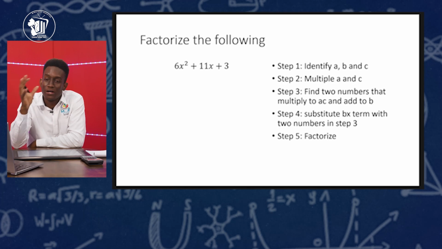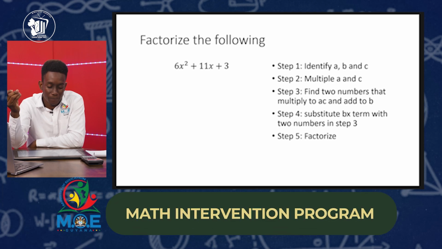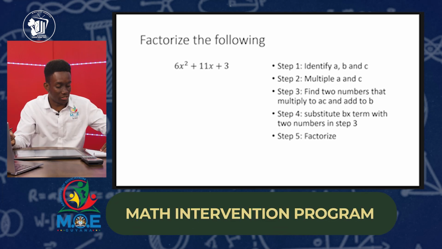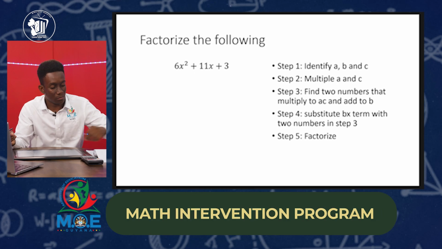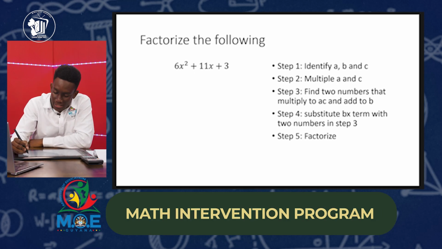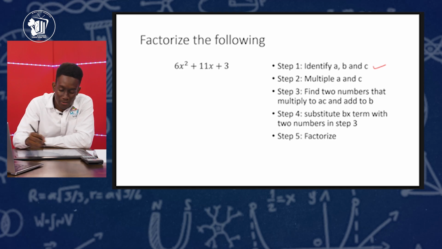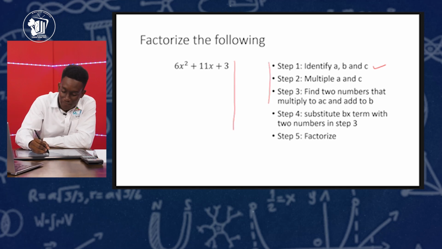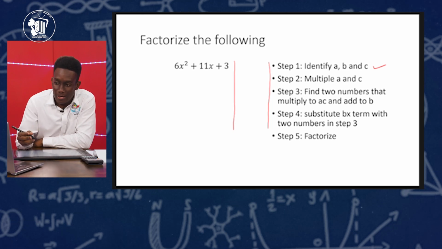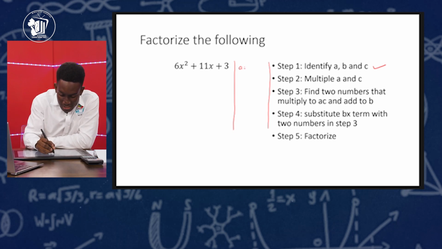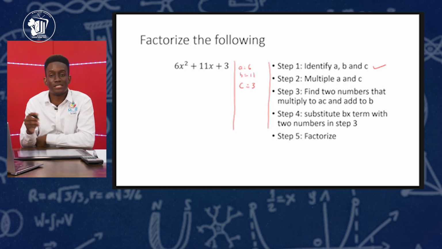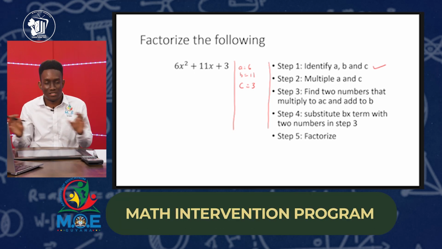So we have the example here, factorize the following: 6x squared plus 11x plus 3. And we want to factorize this quadratic. So the first step, I will take off as we go. Step 1 says, identify A, B, and C. So let me draw down a line here. So we identify A, B, and C. In this example, we see A is equal to 6, B is equal to 11, and C is equal to 3. That is step 1, identify A, B, and C. So we are already good there.